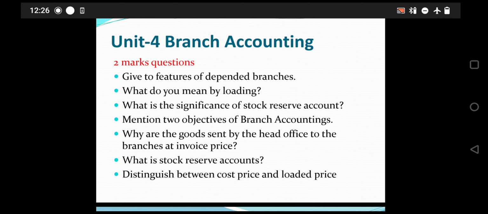And whenever the head office wants to maintain the goods confidentially, they will create a price which comes under loaded price, which will be added with a profit margin. So in other words, it is the price at which the head office sends the goods to the branch office, which is above the cost price. You can write: the price which is above the cost price is called loaded price.